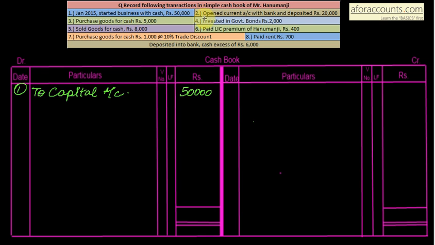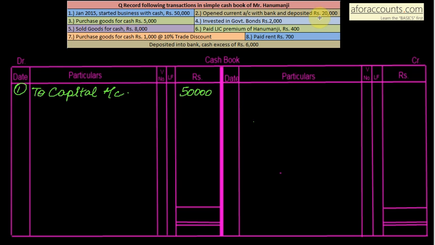Now second point, opened current account. We know ki current account is for business. Saving account is personal account, usme paisa rakhne par hume interest milta hai. So if it is current account, it has to be compulsorily business ka bank account. So opened current account with bank and deposited rupees 20,000. You have put in 20,000 in the bank.